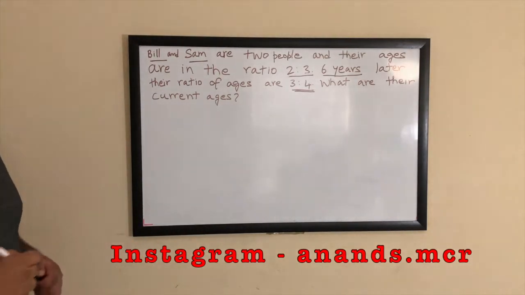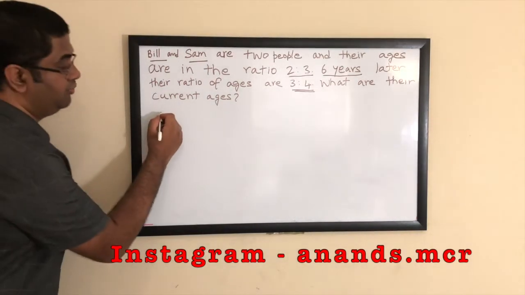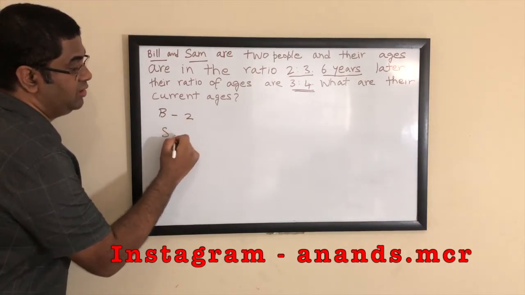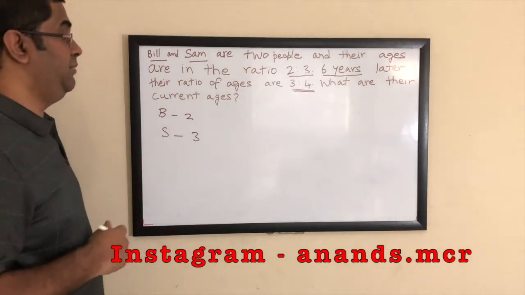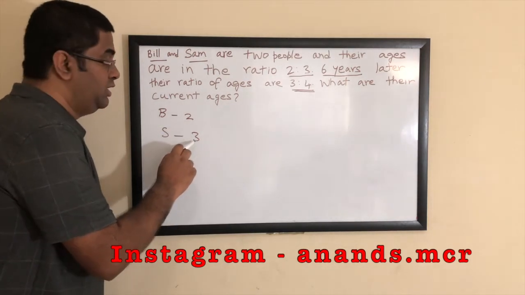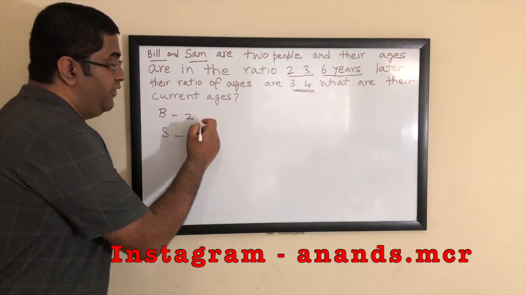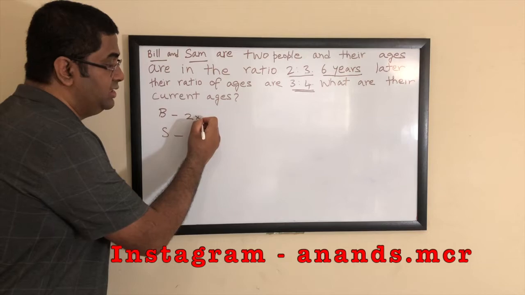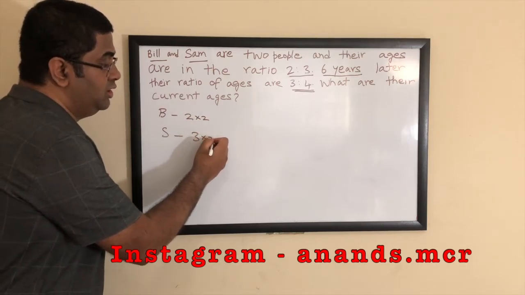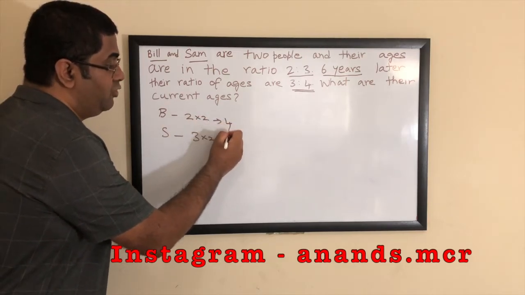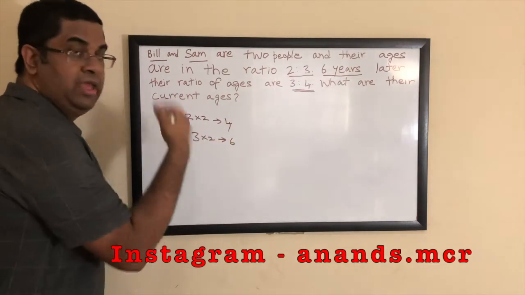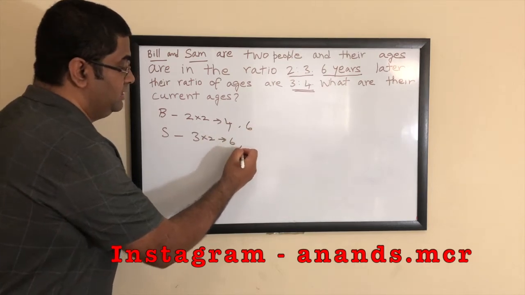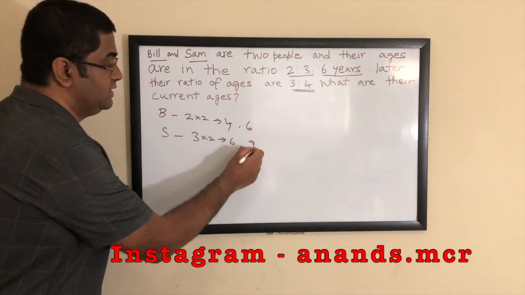Now let us look at how to solve this problem. So there are two people, Bill and Sam, and the ratio of their ages are 2:3. So friends, what this basically means is, if Bill is 2 years old, Sam would be 3. If you multiply any number, for example, if you multiply this by 2, you have to multiply this also by 2. So if Bill is 4, Sam would be 6. Take another number. When you multiply 2 by 3, this will yield 6 and this will yield 9. So if Bill is 6, Sam is 9.